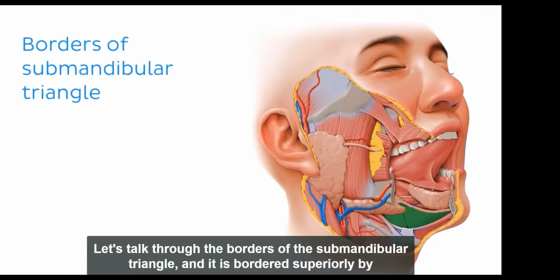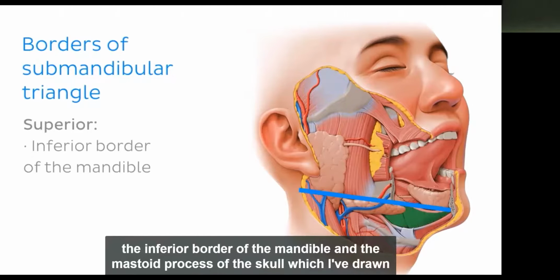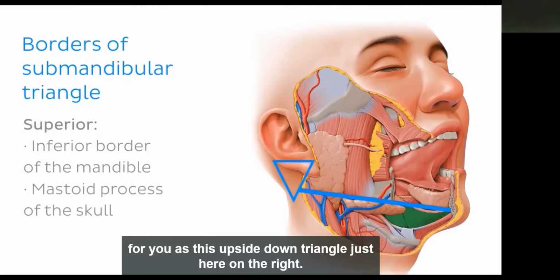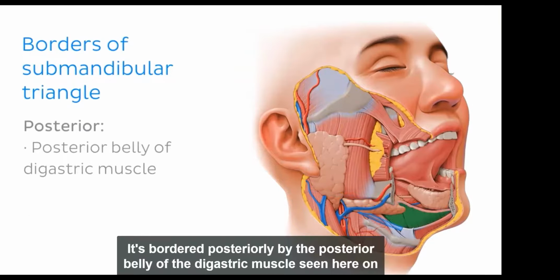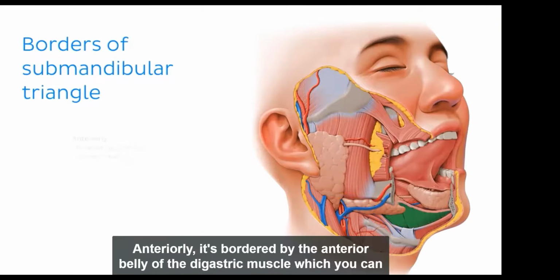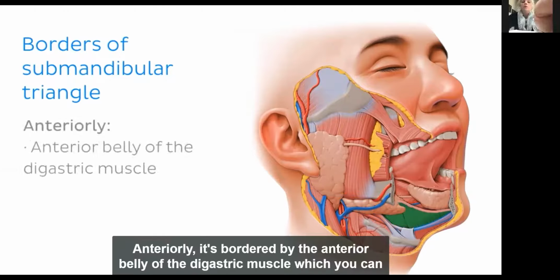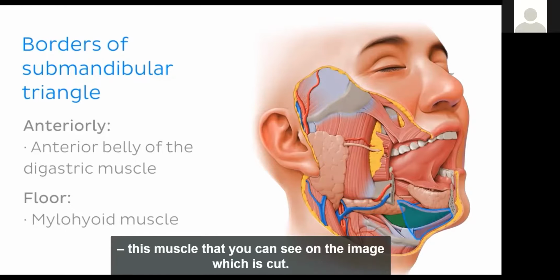It is bordered superiorly by the inferior border of the mandible and the mastoid process of the skull, which I've drawn for you as this upside down triangle just here on the right. It's bordered posteriorly by the posterior belly of the digastric muscle, seen here in the image, as well as the stylohyoid muscle, which you can now see highlighted in blue. Anteriorly, it's bordered by the anterior belly of the digastric muscle, which you can see just here. And the floor of the submandibular triangle is made up of the mylohyoid muscle, this muscle that you can see on the image, which is cut.